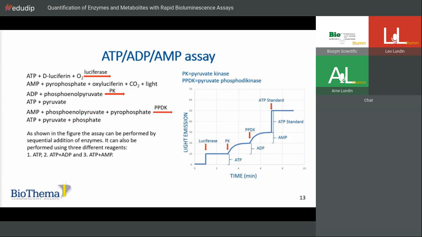It's also possible to perform the assay using 3 different reagents, one for ATP, one for ATP plus ADP, and one for ATP plus AMP. And from these measurements we can calculate the energy charge, which is ATP plus half ADP divided by the sum of all three. And this is a valuable measure of the energy status of living cells.